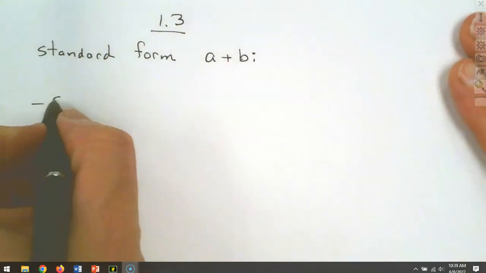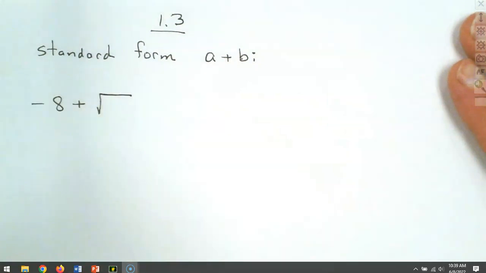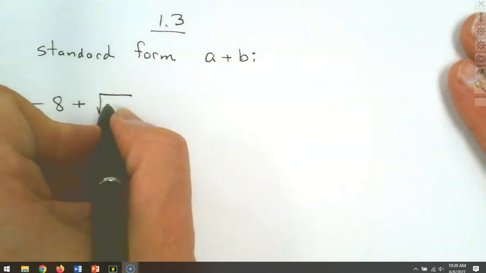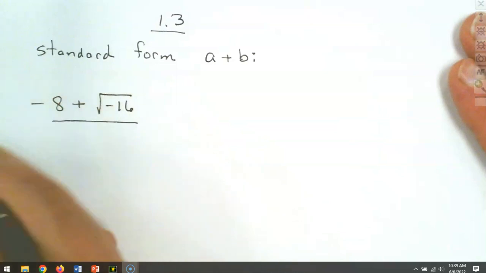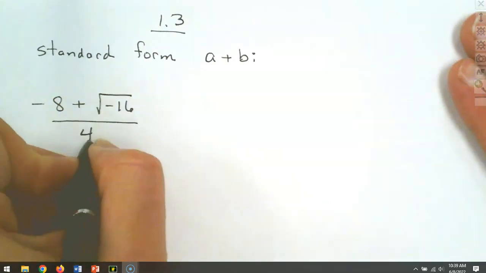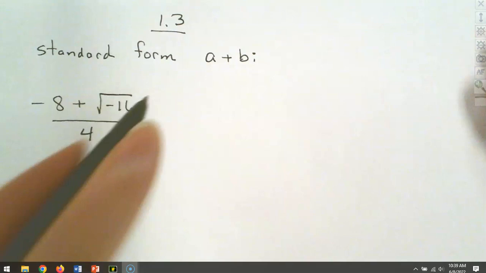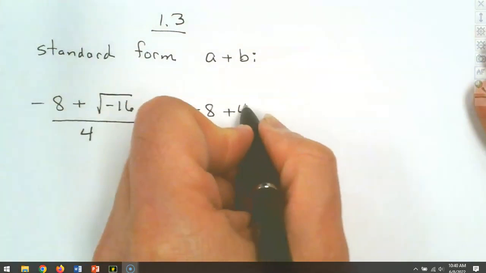So let's look at minus 8, and let's do a plus the square root of, how about minus 16 over 4. I'll make an easy one here to start with. Now, what we do is we go ahead and we break up our square roots. So what's the square root of that minus 16? Well, the square root of 16 is 4. So that's going to come out as a 4i.